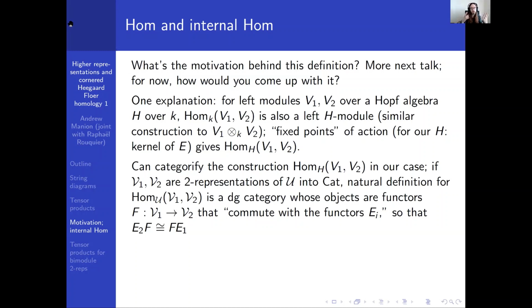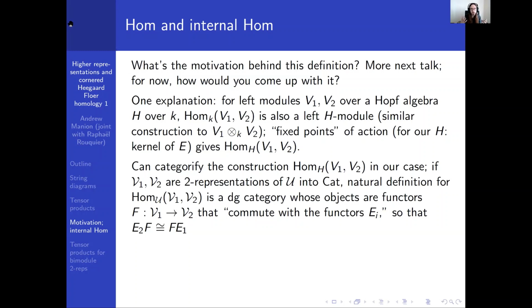And what does it mean to commute with the action of U? What I want is, I have this functor E1 acting on V1 and E2 acting on V2, and I want a functor F such that if I apply F and then act with E2, that's the same as first acting with E1 and then applying F. Heuristically, that's what I want, but this would be an isomorphism of functors, not just an equality of maps.